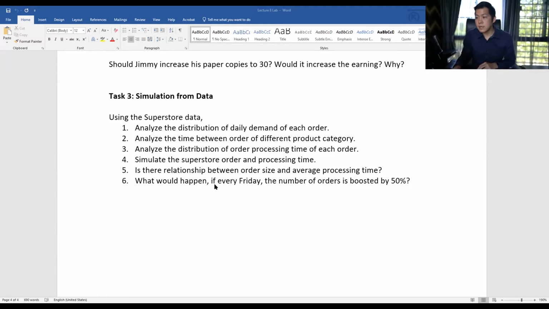If there is, what would happen if every Friday the number has been boosted by 50%? Right now, you can perform simulation and see what would happen. That means you need to find out the results.